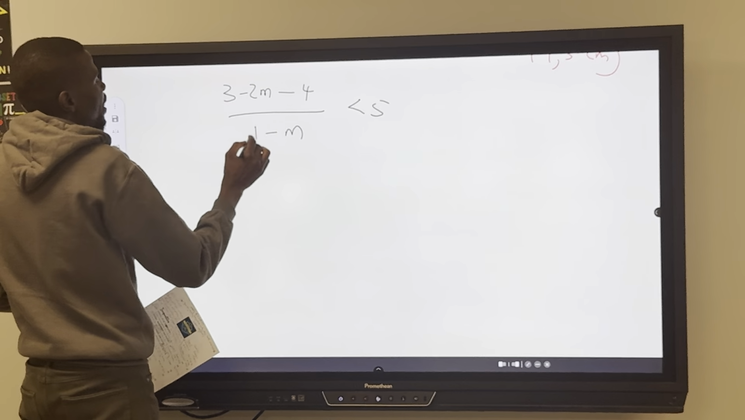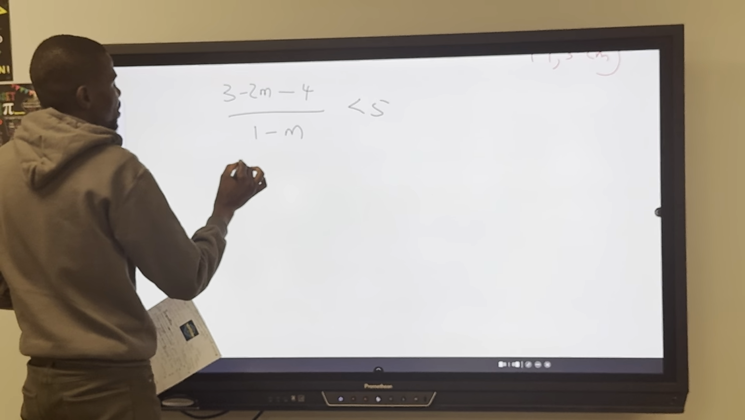Okay, so 3 minus 4, so this is negative 1 minus 2m over 1 minus m minus 5 is less than 0, right? So we have negative 1 minus 2m minus 5, 1 minus m over 1 minus m is less than 0. So it's now negative 1 minus 2m minus 5 plus 5m over 1 minus m is less than 0. So here it's now 5m minus this, that's 3m minus 5 minus 1, minus 6 over 1 minus m is less than 0.